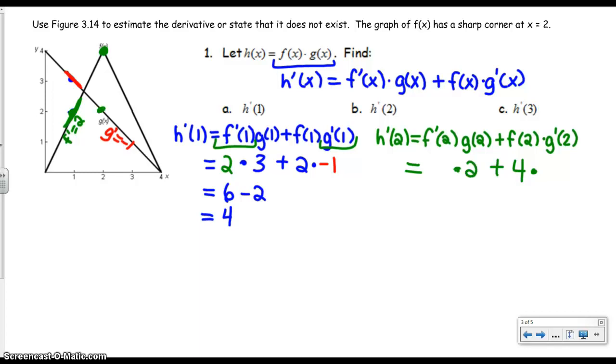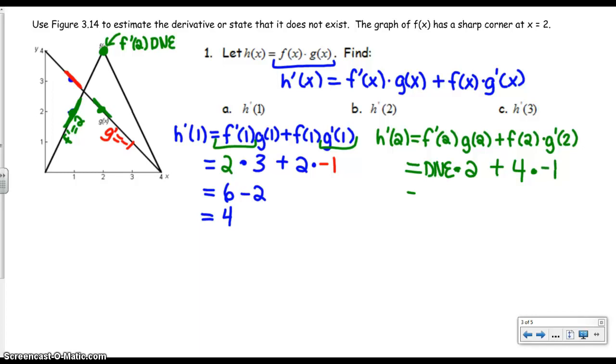And then we need to read off the slopes. So f prime at 2, if you notice up here, there is a sharp corner at 2. If you remember back from when we talked about differentiability last chapter, at sharp corners, the derivative does not exist. So f prime of 2 does not exist. So we're going to plug in "does not exist" right here for f prime of 2. And then g prime of 2, well, that's also a slope of negative 1. So we're going to plug in a negative 1.